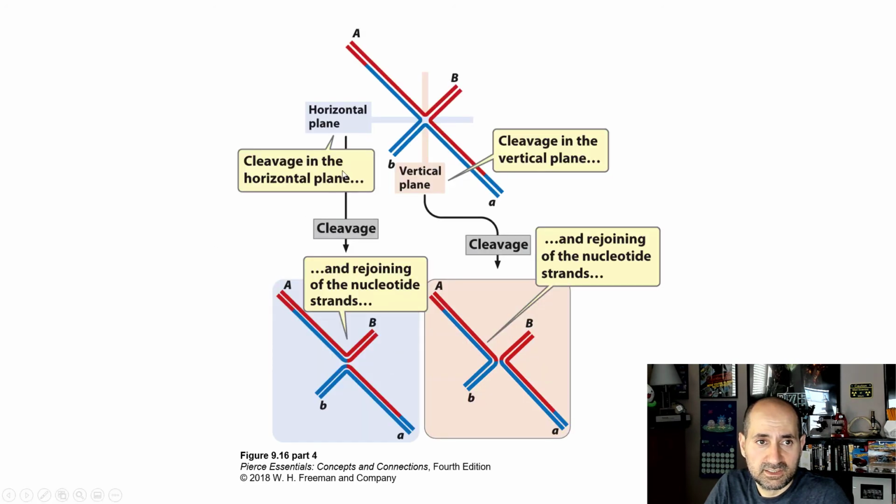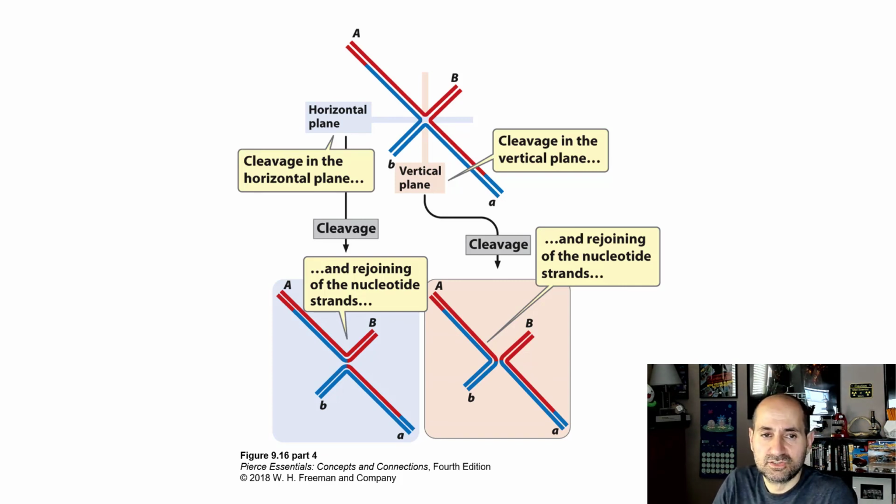Depending on which way the cut occurs, cleavage in the horizontal plane results in joining of the nucleotide strands. So you get recombination on this strand in the middle. But a vertical cleavage would give you joining of nucleotide strands where you have the recombination happening on these sides, on the other strands, right? This is obviously pretty advanced stuff. You don't need to know this in great detail for my class, but just realize that when there's homologous recombination occurring, this is what's happening.